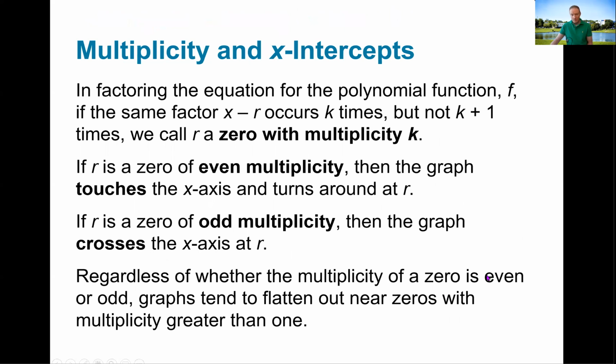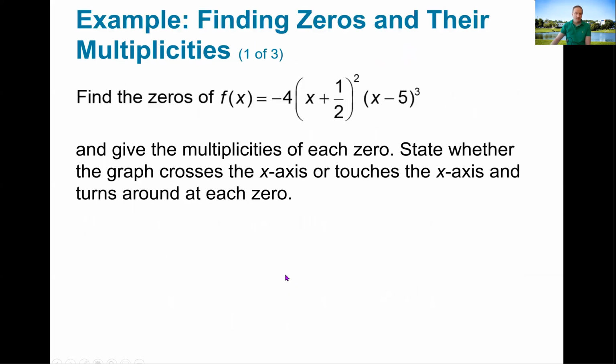Now, on this page, notice down here in the last portion, I say, regardless of whether the multiplicity of a 0 is even or odd, graphs tend to flatten out near zeros of multiplicities greater than 1. So the greater the multiplicity, the more exaggerated the flattening out at the x-axis at that point. And then it's either going to go back in the direction it came from if it's of even multiplicity, or cross through if it's an odd multiplicity. Let's look at this problem together.